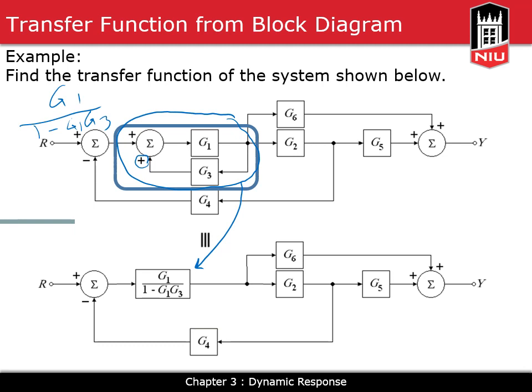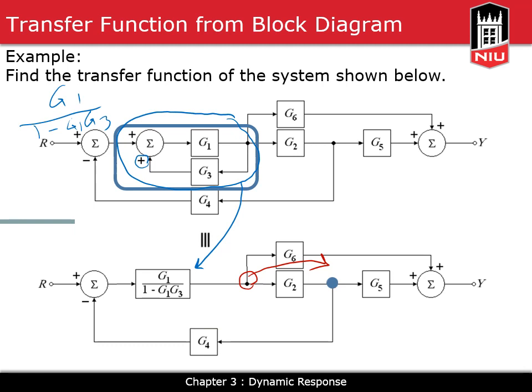One very useful way of doing this is either moving this pickoff point before G2 or moving this pickoff point after G2. One of these two will separate this block diagram such that we would have blocks in series or parallel or feedback loops that we can work with. So let's take the pickoff point on the left of G2 and move that to the right.